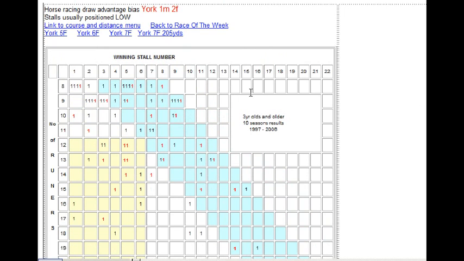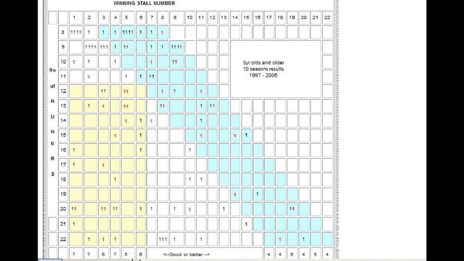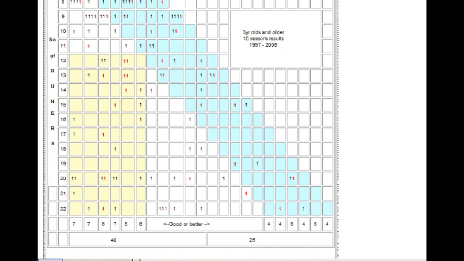Now this one is the chart for York 1 mile and 2 furlongs. This is the distance of the John Smith's Magnet Cup, which is on television every year, and television presenters often advise a low draw advantage in these races on the strength of the previous 10 years results. Now you can see from the top half bottom half split, we've got 25 wins from the top half of the draw and 40 wins from the bottom half of the draw on good or better going.